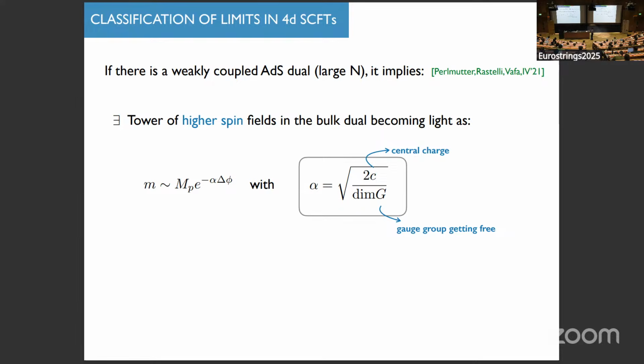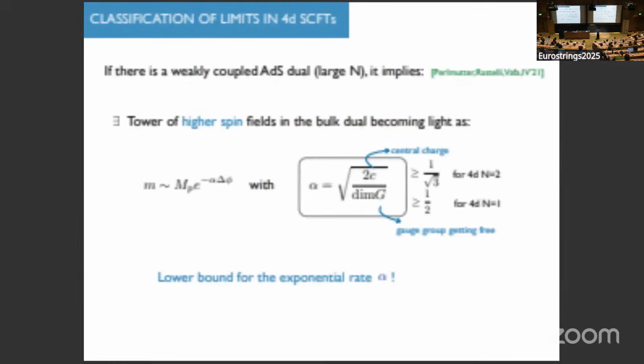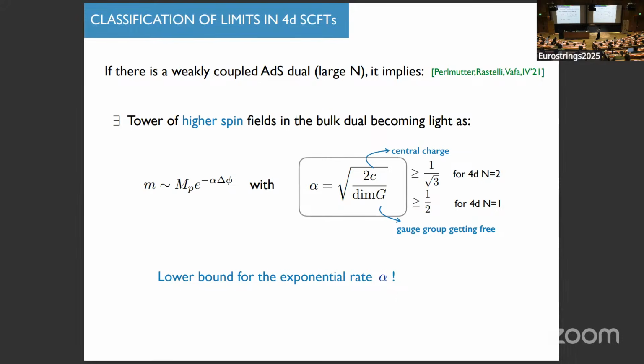Okay. So the first observation is that indeed this has a lower bound, because the dimension of the gauge group cannot be larger than the central charge. So there's a lower bound on how light the states become, which gives you an upper bound on the cutoff of the theory. So you know that at the very least, you should find states at a given scale. So that's interesting.